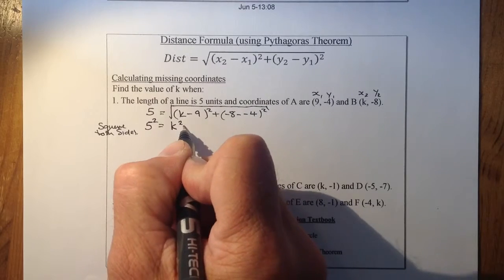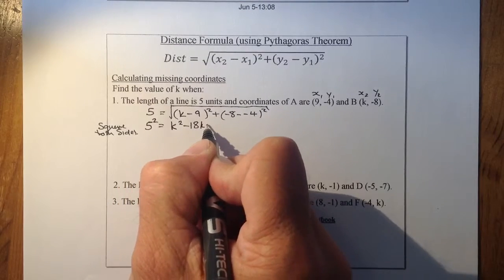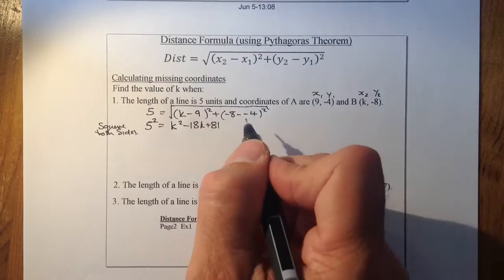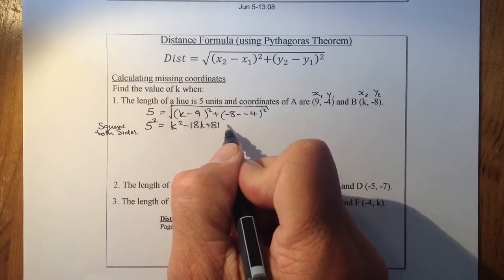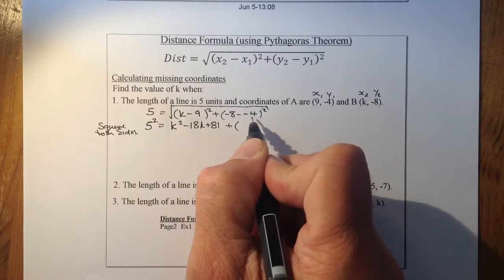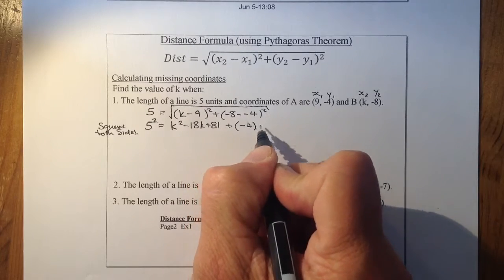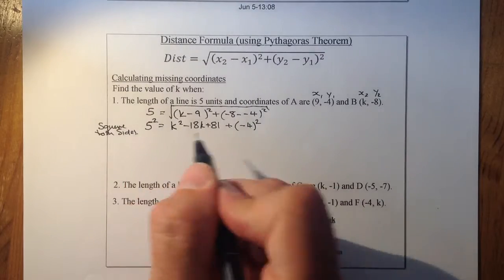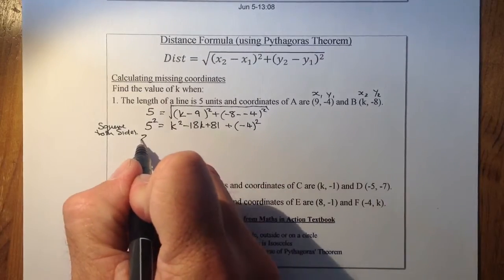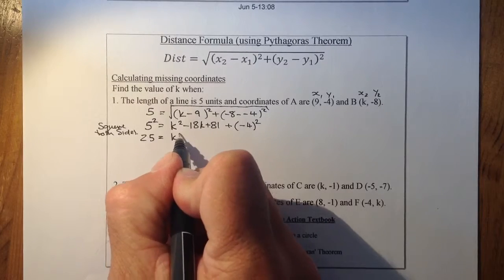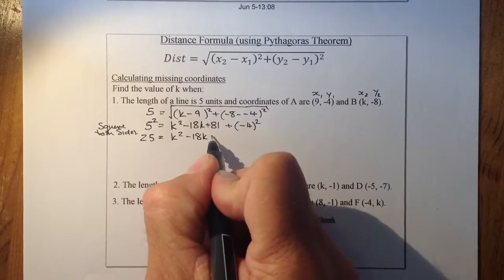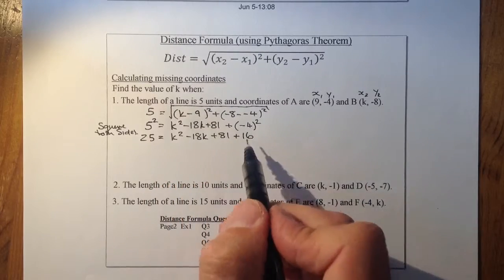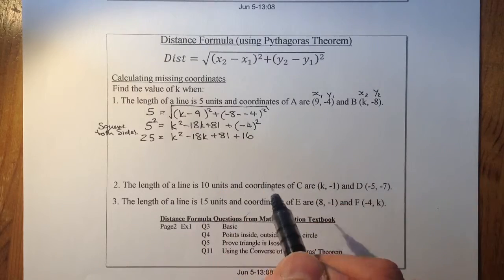So that's going to be k squared minus 18k, plus 81. From there, I'm going to work this part out. So that's going to be plus, and minus 8 plus 4 will give me minus 4, squared. Okay. Let's square things out, and then we'll gather them all onto one side. So that will be 25 here. This would be k squared minus 18k. I've got plus 81, and here I've got plus 16. So minus 4 squared will be 16, and I've got a plus sign there.